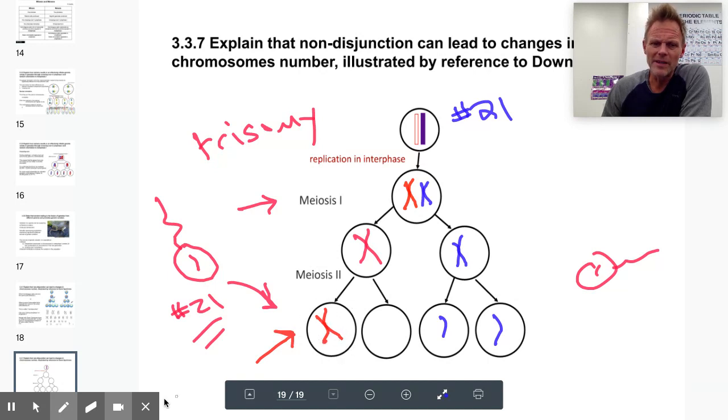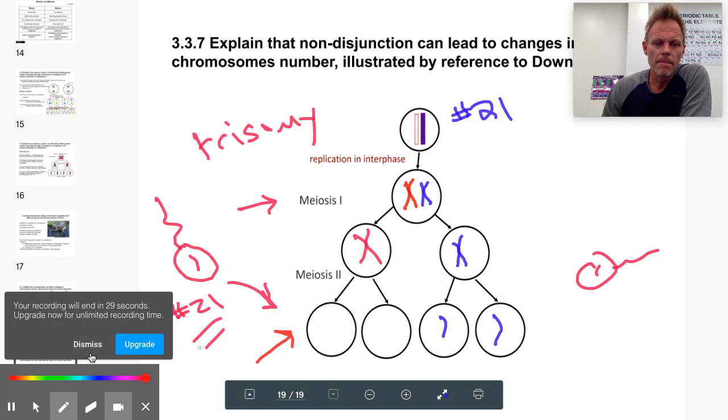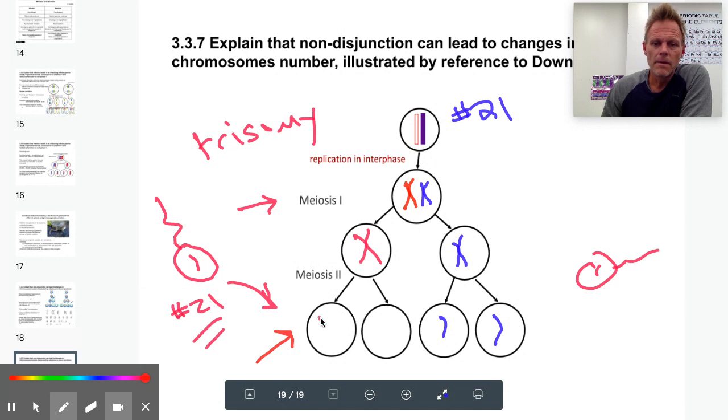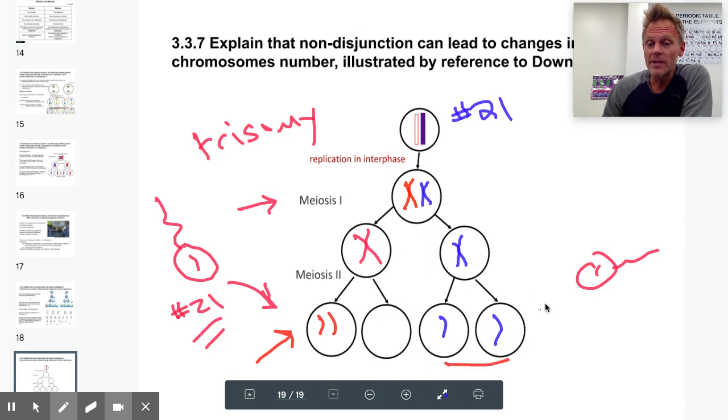I don't know why I connected those. If I did that correctly, I should have done it this way. Right. 3 copies of chromosome number 21. This one would not be viable. However, on this right-hand side, there is a chance that you could have 2 healthy individuals. And that is non-disjunction.